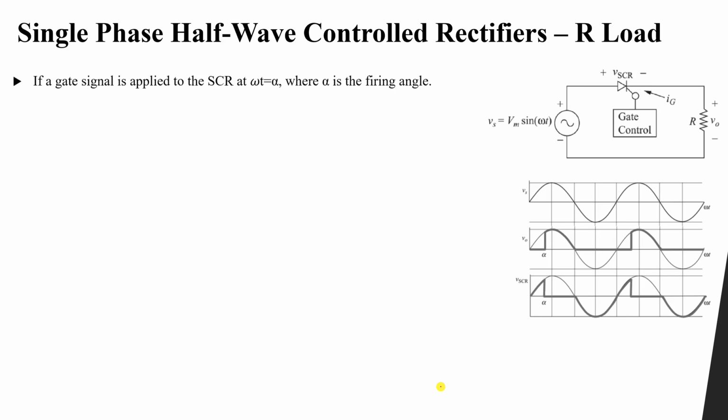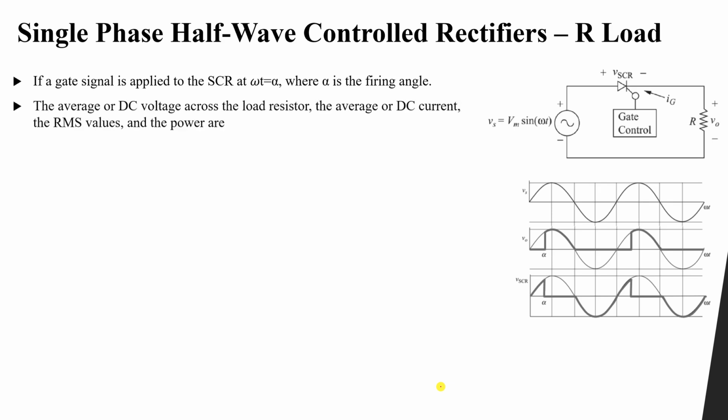Okay, so let's understand the equations of this circuit. As you can see, if the gate signal is applied at omega t equal alpha, the angle alpha, we call it the firing angle or the delay angle. Now if we would like to get the average voltage or average current or RMS values and power, this is very easy. All you have to do is similar to what we did in the uncontrolled rectifiers, which is integration.